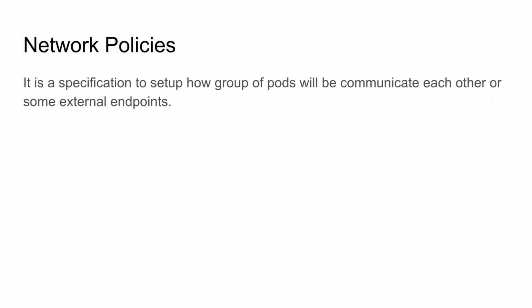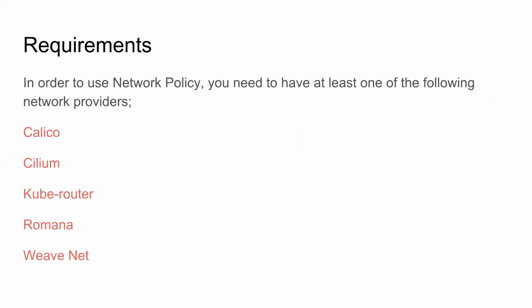But in order to use these network policies, you need to use some network providers. From our very previous webinars, I have mentioned this topic, which is the network providers. In order to make your pods communicate with each other, you need to use some kind of network provider, okay? So Calico, Cilium, Kubernetes, Romana, WeaveNet, those are the network providers. In order to use network policies, you need to use one of these network providers within your cluster.